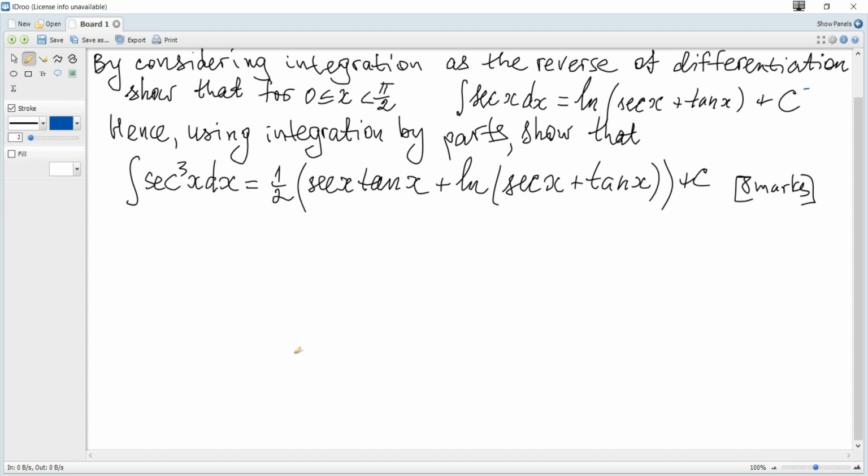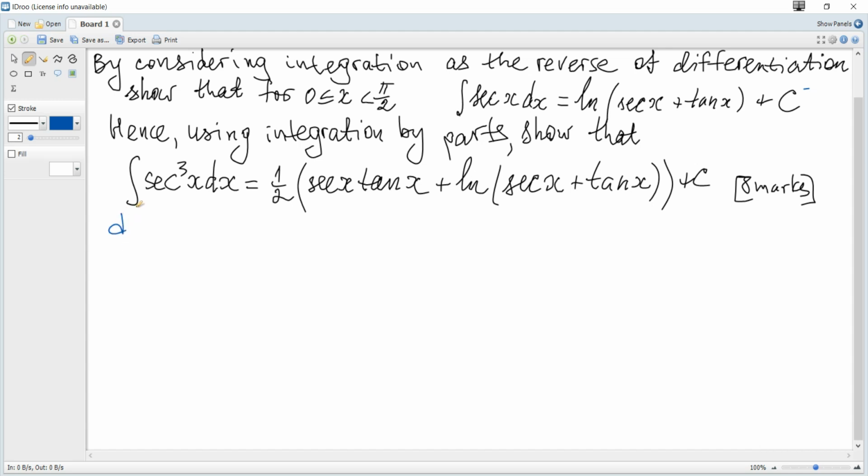By considering integration as the reverse of differentiation, show that the integral of secant is equal to a given expression. Hence, using integration by parts, show that the integral of secant cubed is equal to a given expression. To show that the integral of secant is equal to a given expression, we need just find the derivative of the right hand side and show that it is equal to secant x.